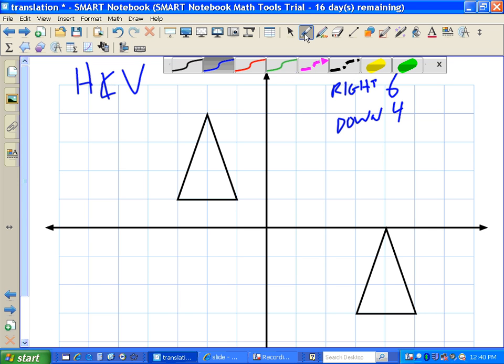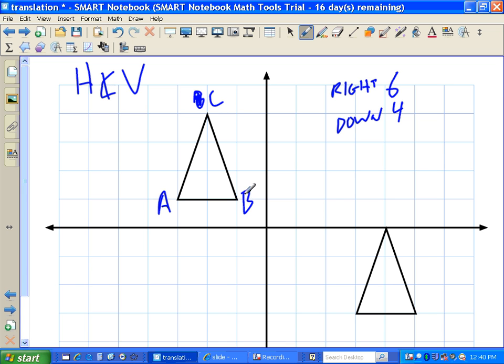Those are my new coordinates. I really want that to be B, but it's C. I must put these coordinates in just so we have that pattern.